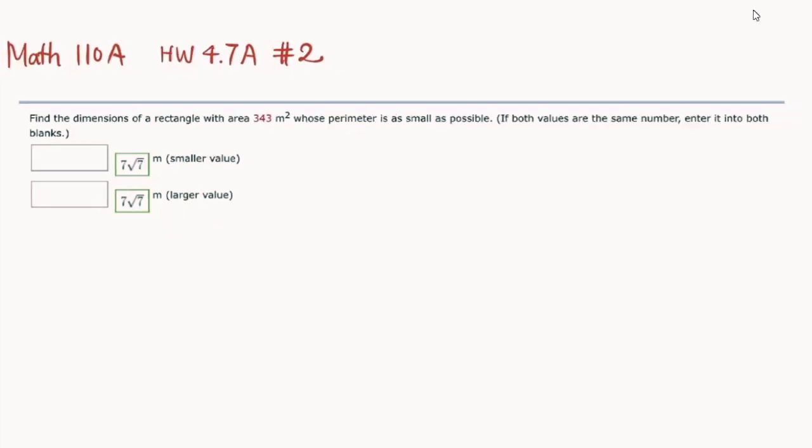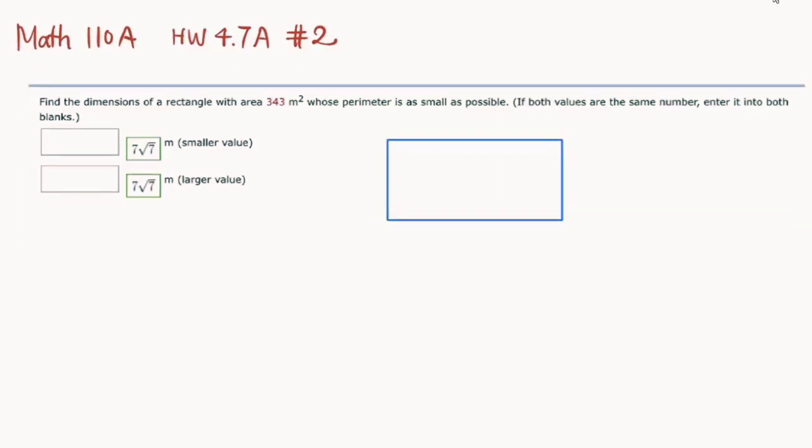So to do this kind of problem, we want to draw a picture when possible. So let's try to draw a picture. It is going to be a rectangle, so just draw a rectangle. And I'm going to enter the information inside this picture. So we have 343 square meters. That's the area.